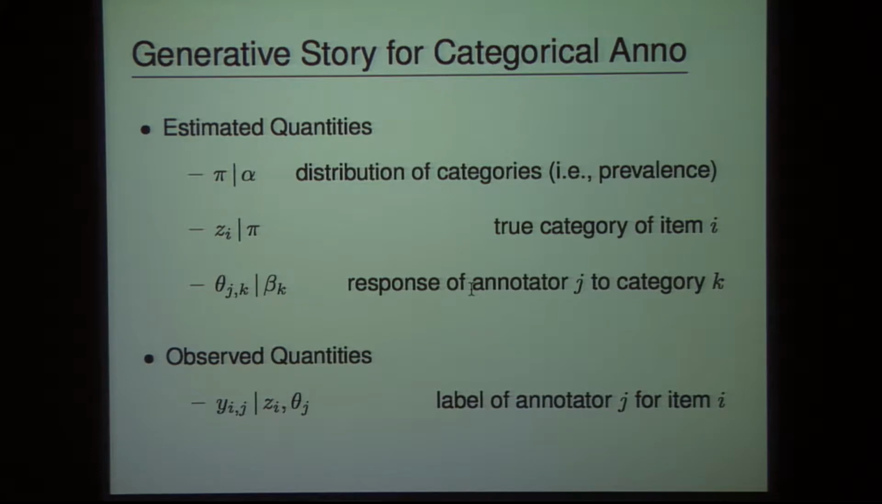Then we look at the actual data that we're generating when we have an annotation task. There we're going to have a bunch of labels, which I'll call y_ij. That's the label for the ith item by the jth annotator. Some of this data can be missing, but for simplicity I'm not trying to do fancy indexing in this talk. So we generate the annotator's label y_ij by looking at what the true category is and what the annotator's response profile is.